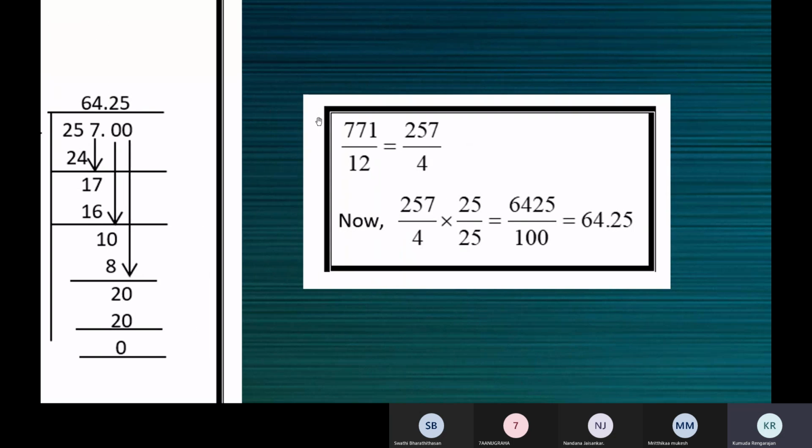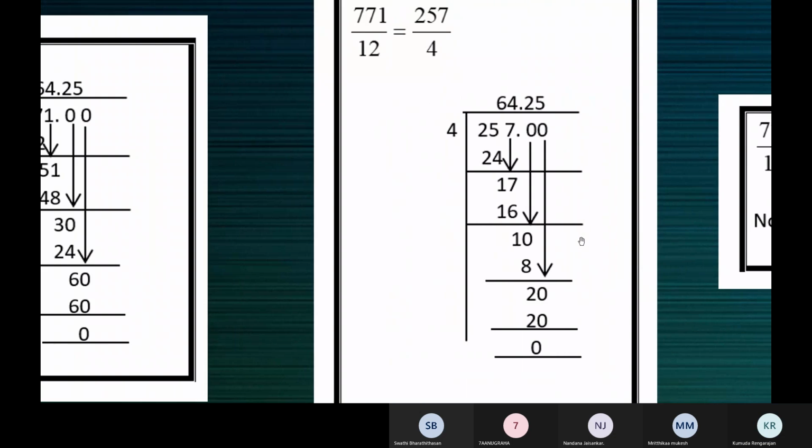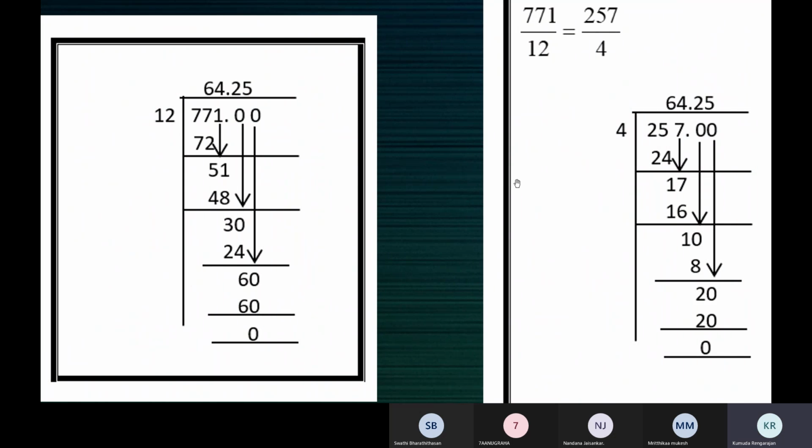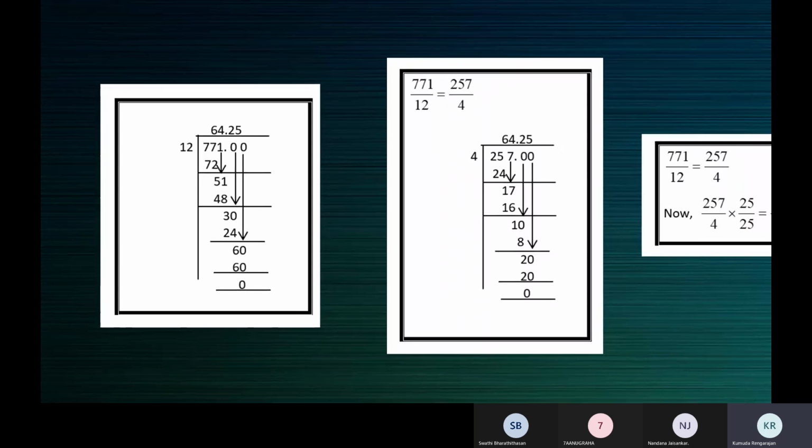That's what we got here also. 64.25. This is the quotient. When you actually divide, whatever is the quotient, that's what you get in this process also. See, 64.25. Maybe you didn't realize that you can simplify 771 by 12. See, these are different thoughts that can come to you. You might have done one of the 3 methods.